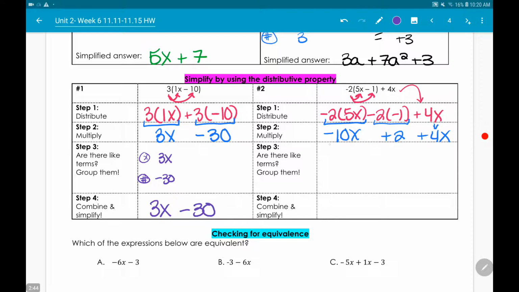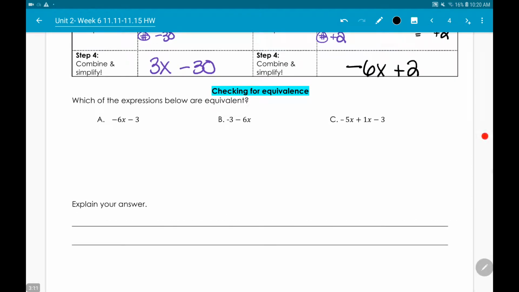In my second example, I see that I have an x group as well, but I have 2 x's to put in that group, so I am going to do some combining here. The numbers just has 2, so that is going to stay. So when I combine, I get -6x, and the 2 stays. So my final answer for number 2 is -6x plus 2.